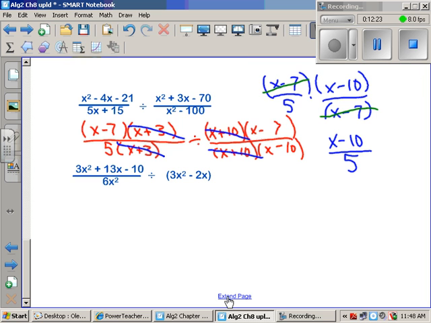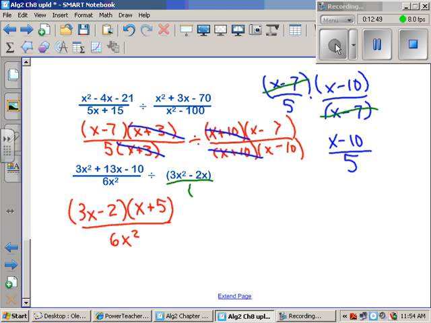All right. And now, this one just looks a little bit different, but this is still a fraction. How would I write this as a fraction? Right, over 1. All right, so go ahead and try this. So the first one factored out is 3x minus 2 and x plus 5, right? What do you do for 6x squared over 6x squared? Nothing, because we can't really factor it. And then 3x squared minus 2x, the only thing that comes out of there is just an x, right? So I get 3x minus 2.